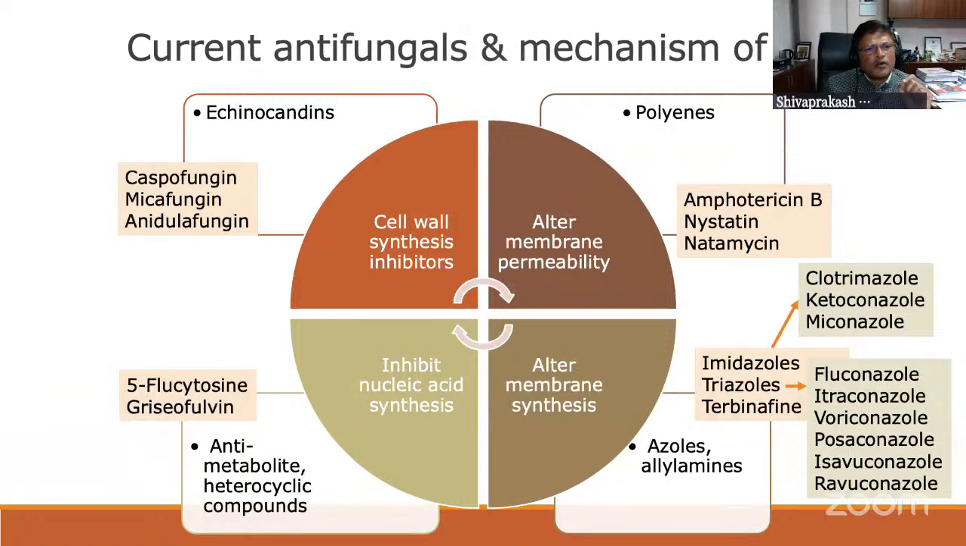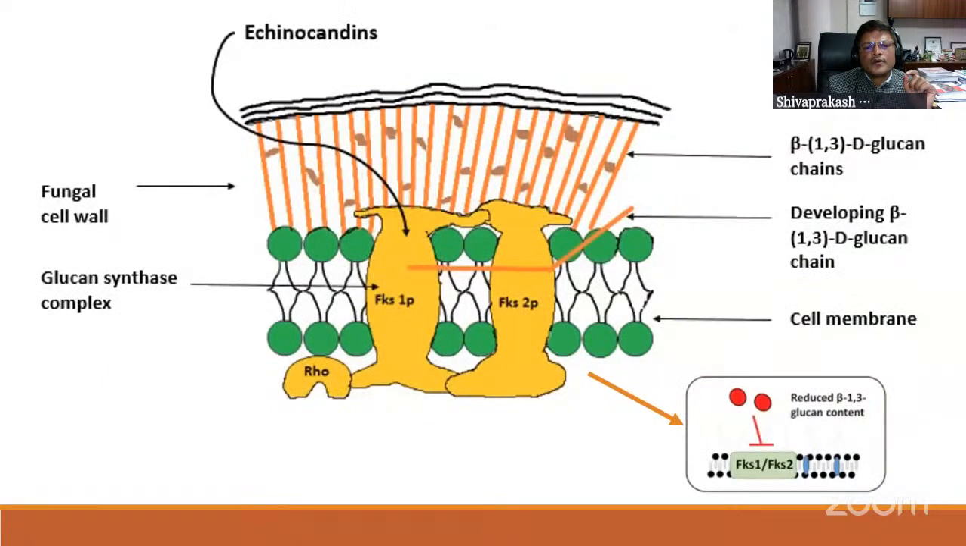The next group of antifungals is the echinocandins. You know that echinocandins act on the 1,3 beta-D-glucan. 1,3 beta-D-glucan is one of the main constituents of the fungal cell wall. In Candida, in Aspergillus, and other fungi, one of the important components is 1,3 beta-D-glucan, whereas it is absent, as I said earlier, in Cryptococcus as well as in Mucorales. So echinocandins do not have any action on Cryptococcus or Mucorales.